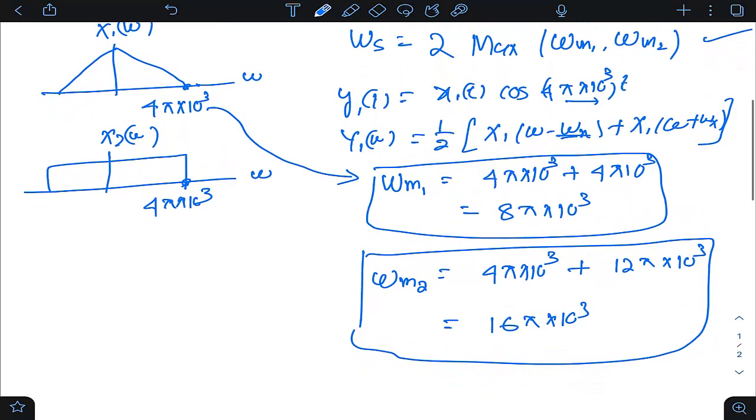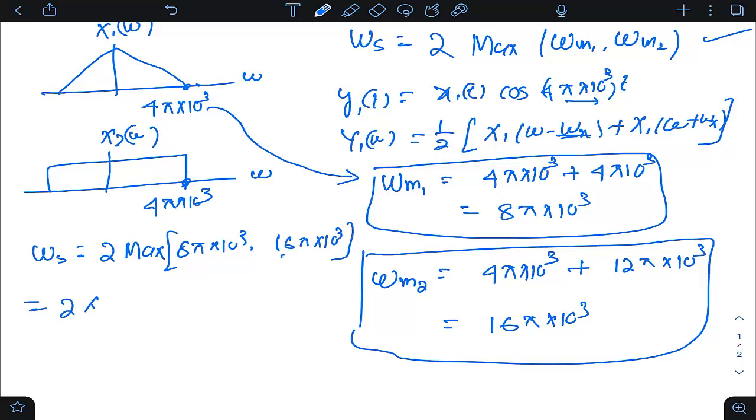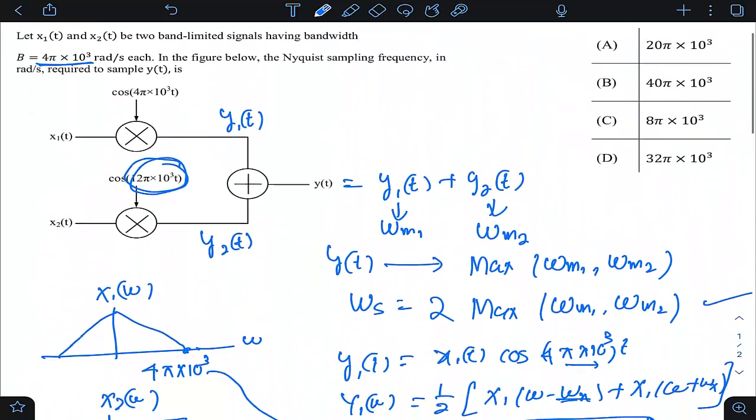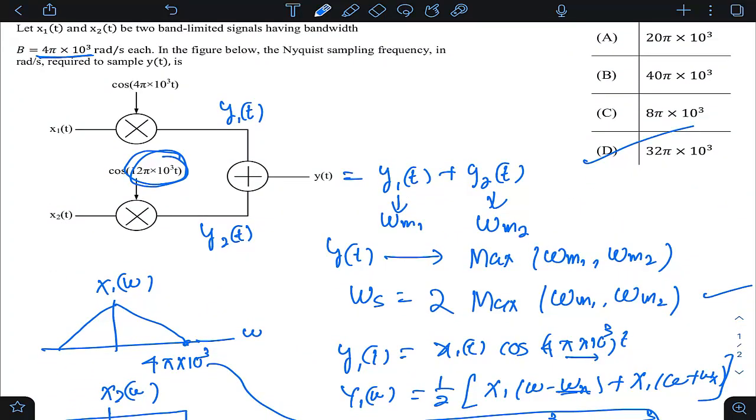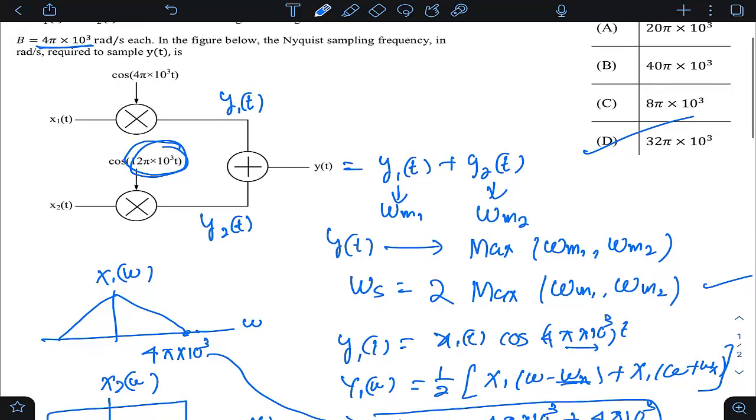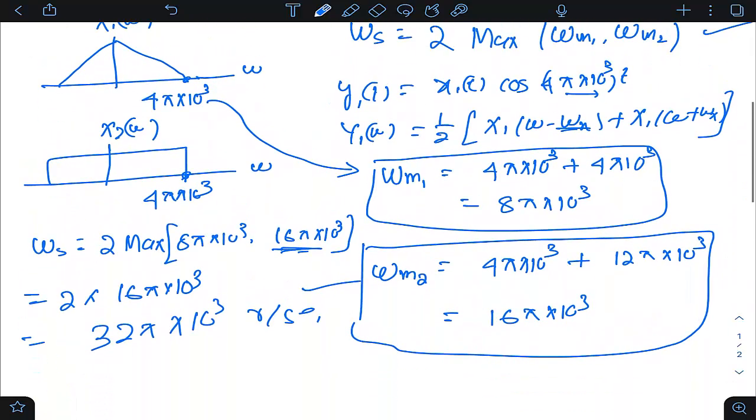So omega s is twice the maximum of 8 pi into 10 raised to power 3 comma 16 pi into 10 raised to power 3. The maximum of these is 16 pi into 10 raised to power 3, so 2 into this is 32 pi into 10 raised to power 3 radian per second. This is the sampling frequency of yt, given as option D. So D is the right answer for this problem, which is 32 pi into 10 raised to 3 radian per second.